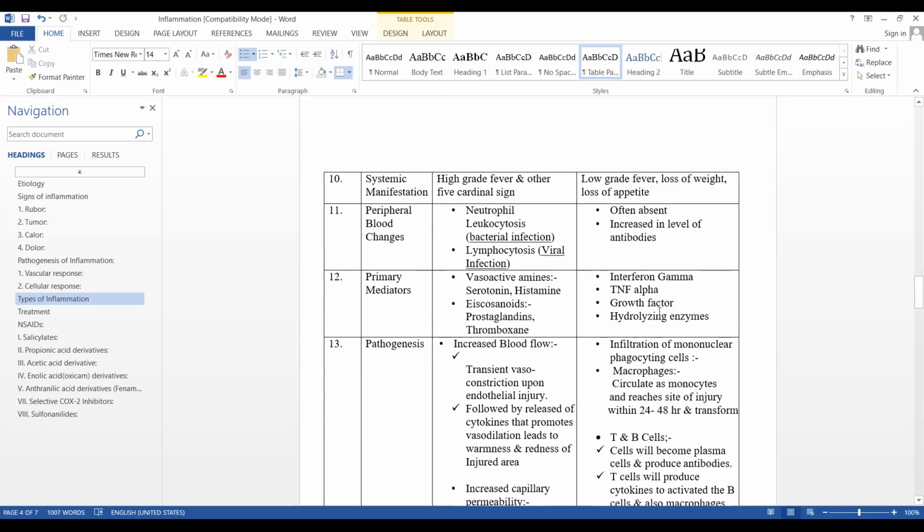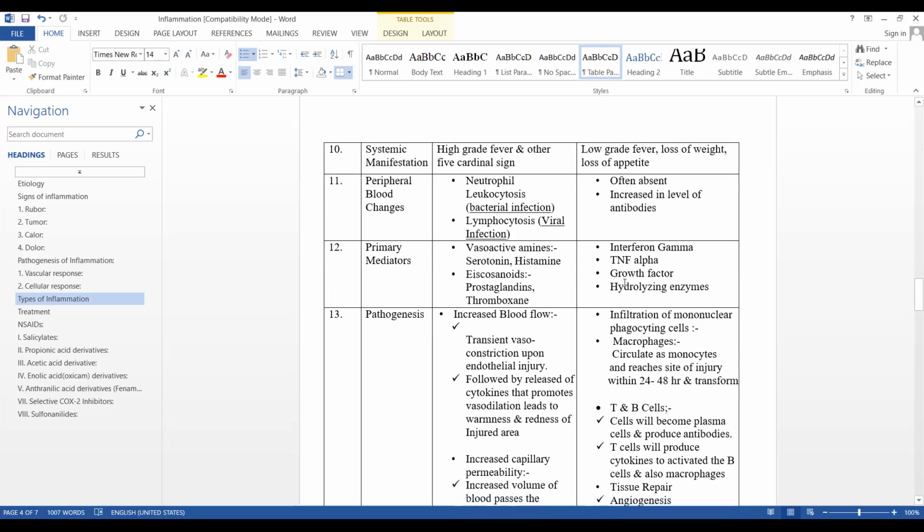Otherwise it is vast, but I am making it as short as possible, so keep only that much in your mind. I have given some detail, but if you are not getting it, leave it. In the next year we will see it in detail in pharmacology.